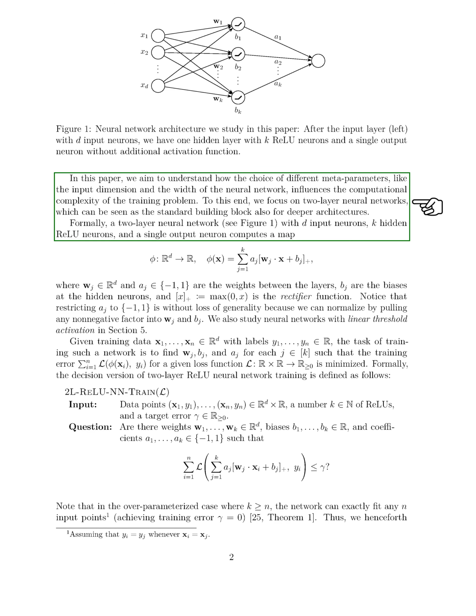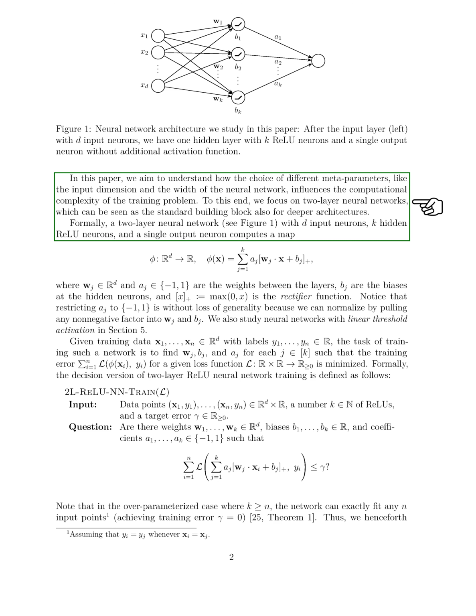We're going to focus on two-layer neural networks, which are a standard building block for deeper architectures. A two-layer neural network has a certain number of input neurons, hidden ReLU neurons, and a single output neuron. It computes a map from the input to the output. The weights between the layers and the biases at the hidden neurons are adjusted during training.